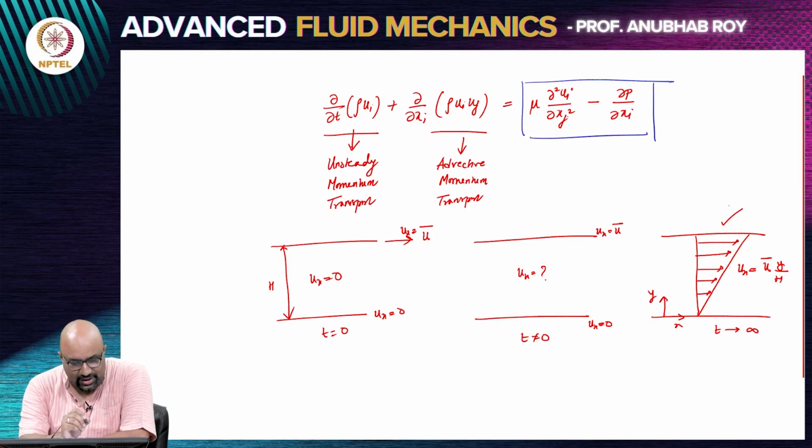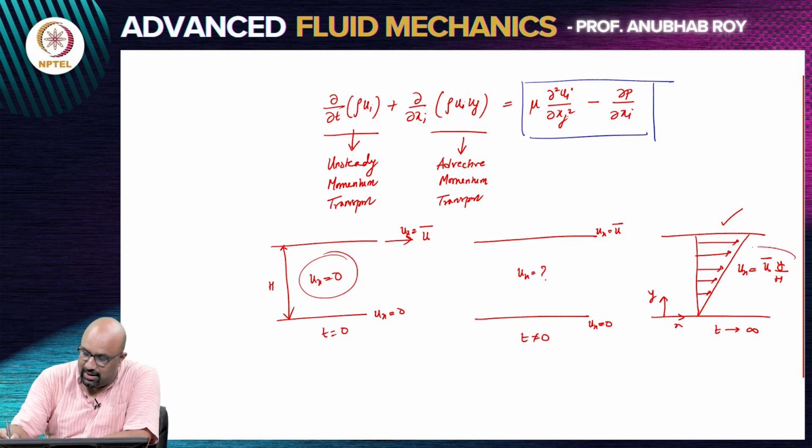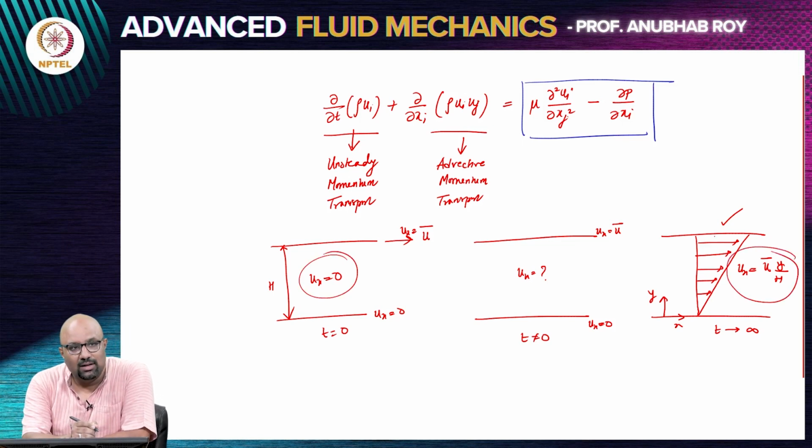So, the question that we are going to look into right now is what happens to the fluid at some intermediate time. The fluid is obviously going to move, but what is the state between being completely quiescent and being in a state of an equilibrium or a steady state where the fluid is moving with a velocity that varies linearly with the vertical coordinate.